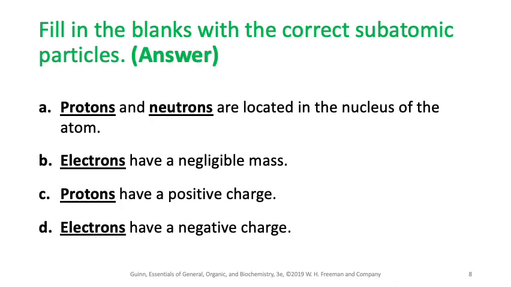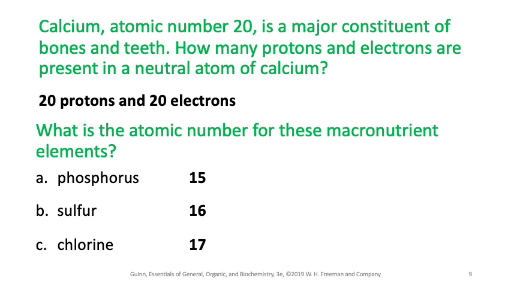Okay, and then this is the same problem but with the answers filled in that we already discussed on the last slide, right? So this is the answer for the same problem. So now let's talk about one more question on this. The question says calcium, atomic number of 20, is a major constituent of bone and teeth. How many protons and electrons are present in the neutral atom of calcium?